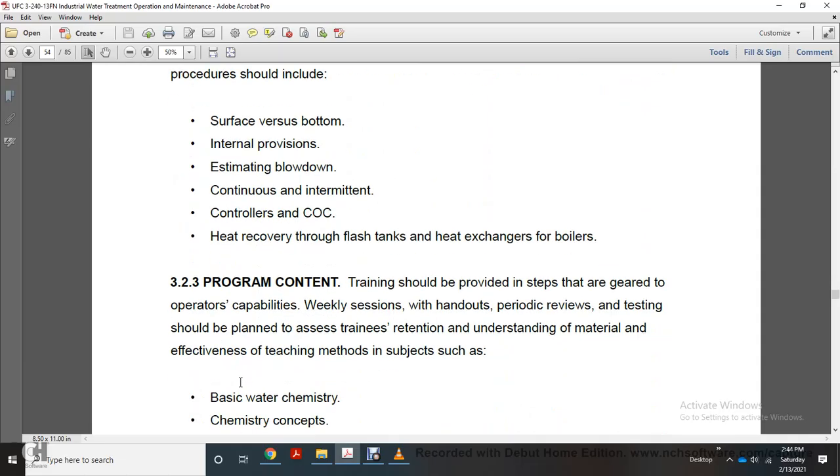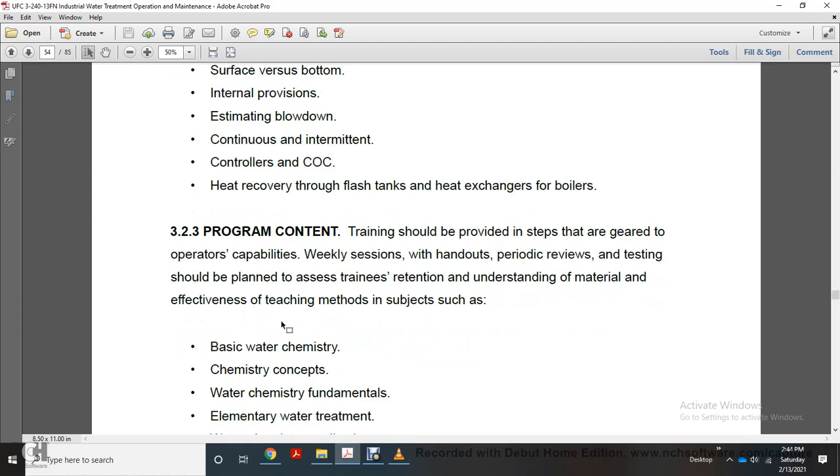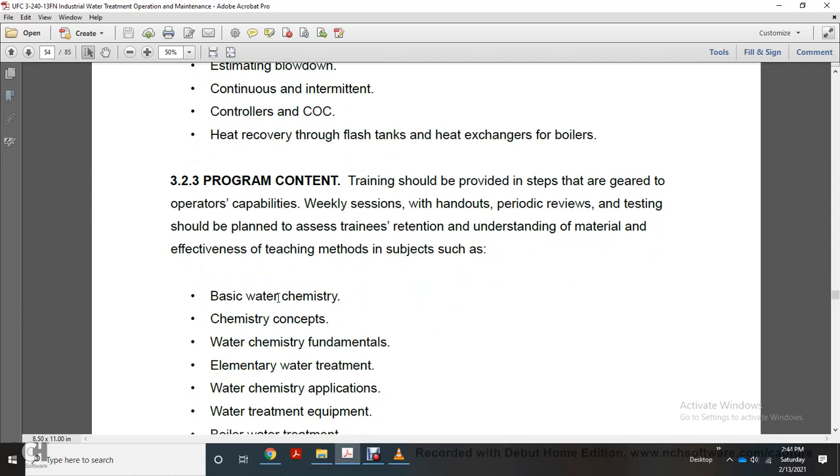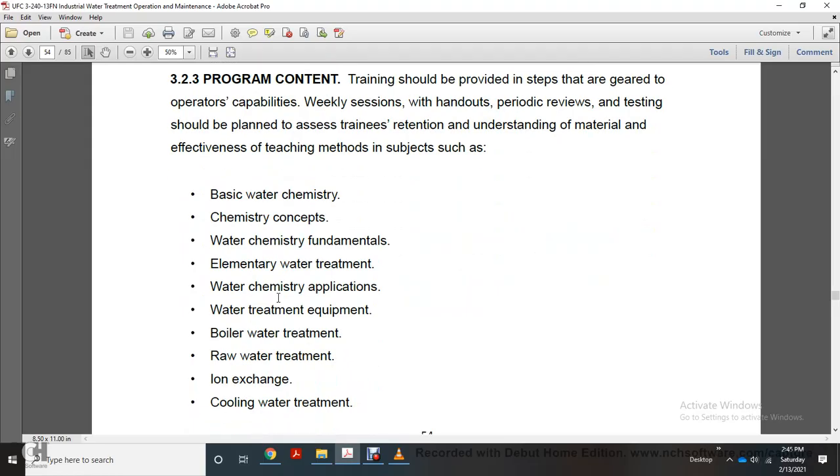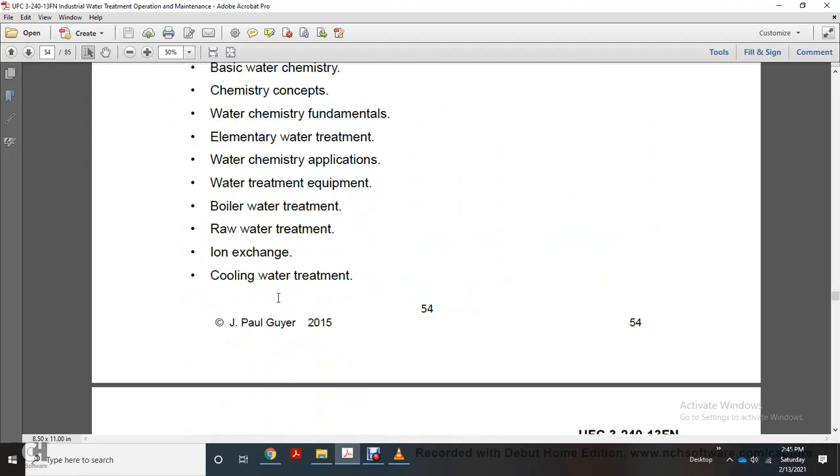Program content. The training should be provided as necessary to the operating capabilities, with weekly sessions, handouts, and periodic review. Testing should be planned with assessment of the trainees' needs, retention, understanding of the material, and the effectiveness of the teaching method, with subjects such as basic water chemistry, chemistry concepts, fundamentals of elementary water treatment, water chemistry applications, water treatment equipment, boiler water treatment, raw water treatment, ion exchange, and cooling water treatment.